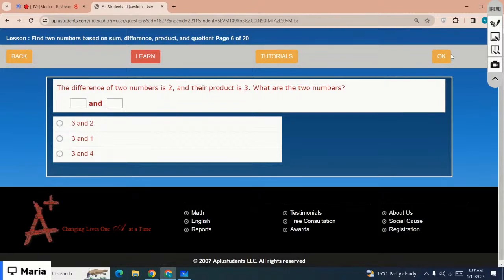Yes, that is option number 2, right? 3 and 1. 3 and 1 have the difference 2 and their product is 3. 3 times 1 is 3, and when you subtract them, 3 minus 1, the answer is 2. So the second one is the correct option. 3 and 1 is the correct option.